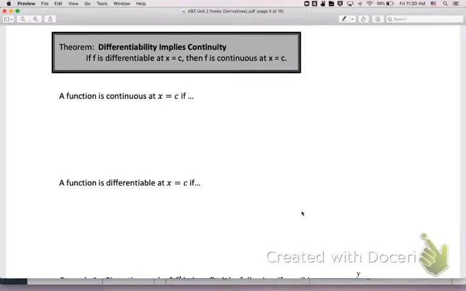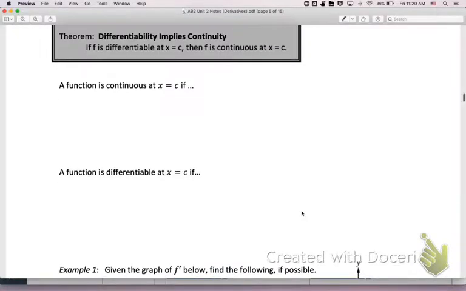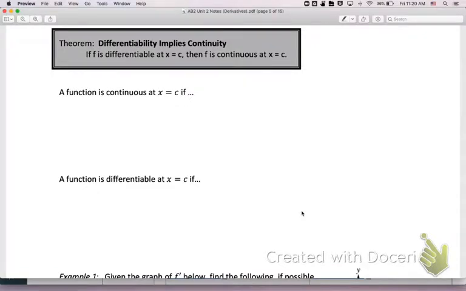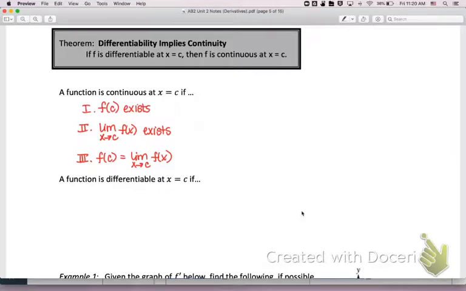So again, let's refresh on what those requirements are. A function is continuous at c if f of c exists, the limit as x approaches c of f of x exists, and those two values are equal to each other.